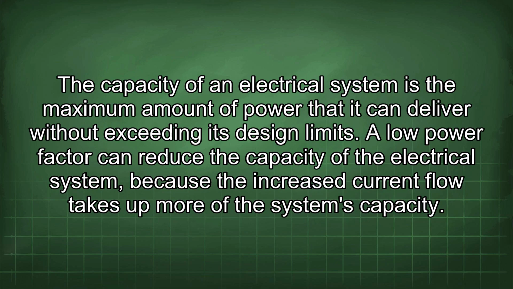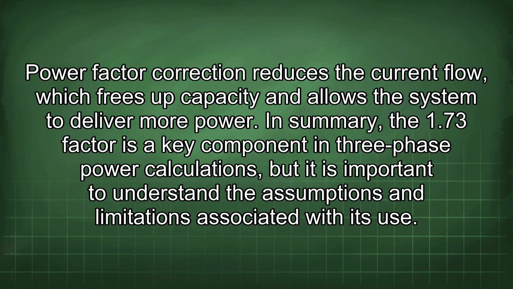The capacity of an electrical system is the maximum amount of power that it can deliver without exceeding its design limits. A low power factor can reduce the capacity of the electrical system, because the increased current flow takes up more of the system's capacity. Power factor correction reduces the current flow, which frees up capacity and allows the system to deliver more power.